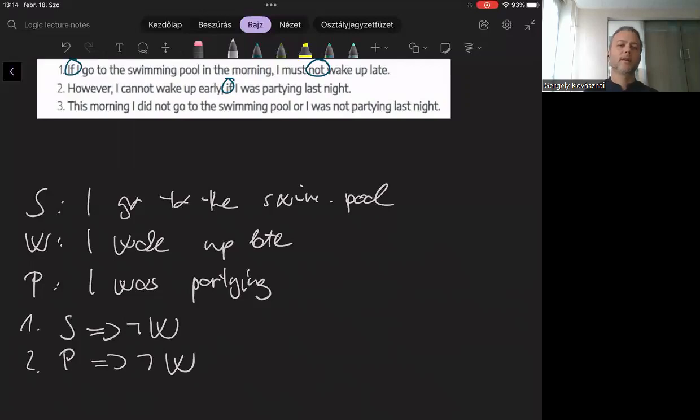Oh, yeah. We have to be even more cautious, because in the first sentence, I was using the word late, and this was the same as what I was using here when I defined the variable w. However, in the second statement, I'm using early. So I cannot wake up early. What does it mean? It means I will wake up late. So basically, this means that you don't have to use negation here in the second sentence. p implies w. If I was partying, then I will definitely wake up late.